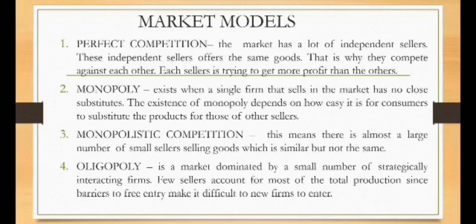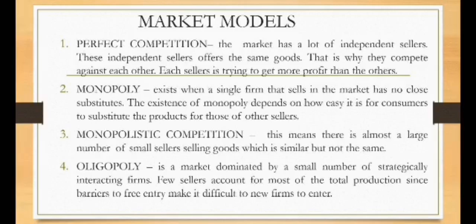This means there is almost a large number of small sellers selling goods which are similar but not the same. Monopolistic competition exists when many companies offer competing products or services that are similar but not perfect substitutes. The best example of monopolistic competition is grocery stores. It exists within a monopolistic market as there are a large number of firms that all sell many of the same goods but with branding and marketing.